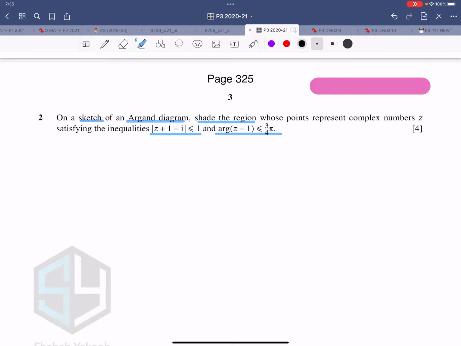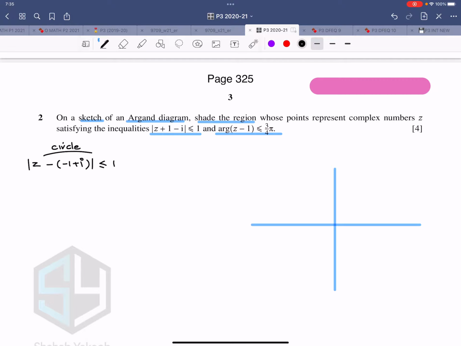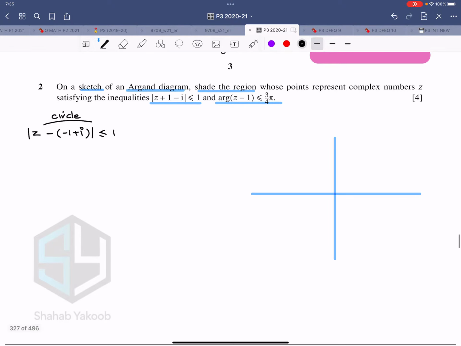So somewhere here is the x-axis and the y-axis. And what exactly do we need to draw? We need to draw a circle. |z minus 1 plus i|, taking this minus 1 common is a must, is less than or equal to 1. Always double check rather than the examiner checking it for you. Minus into minus 1 becomes plus 1. Minus into plus 1 becomes minus 1.